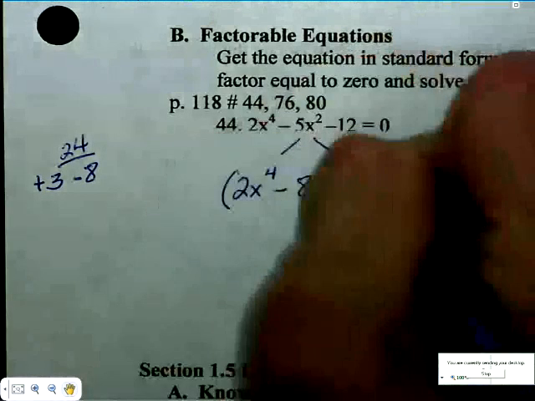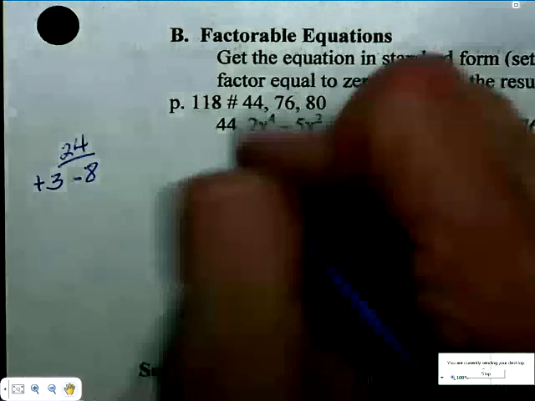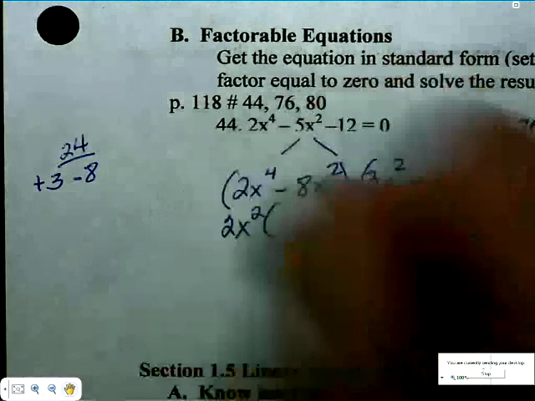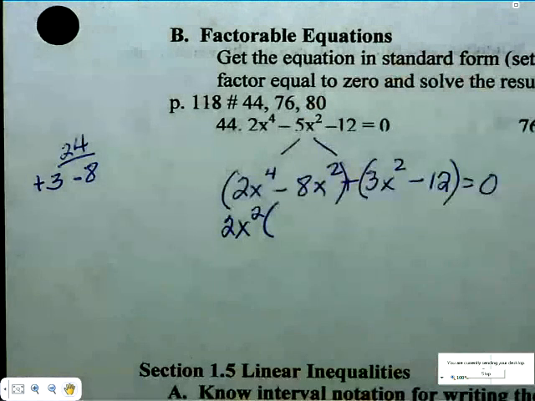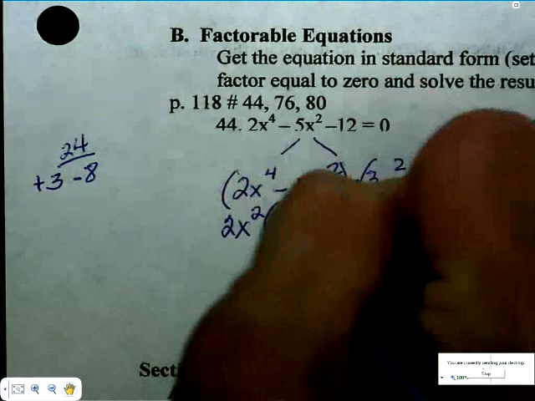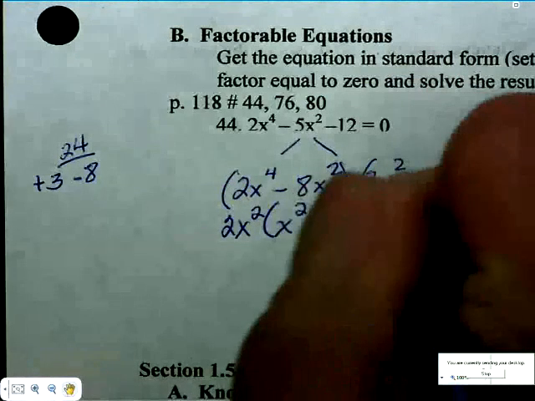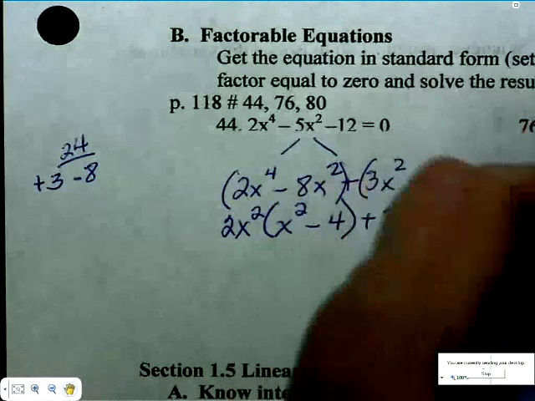All right, group the first 2 terms, group the last 2 terms, factor the GCF out of each group. What can you factor out of the first group? 2x squared. And what will that leave you inside parentheses? X squared minus 4. What can you factor out of the second group? A 3, and what does that leave you? X squared minus 4.